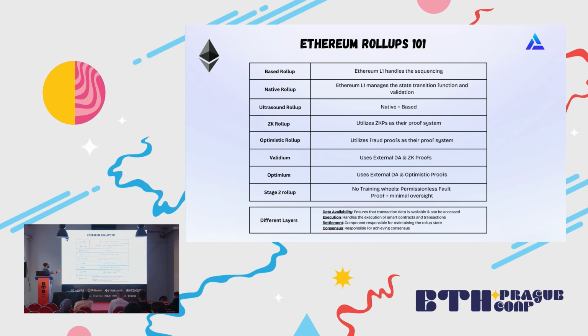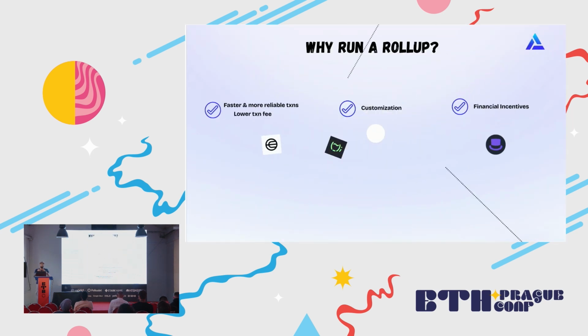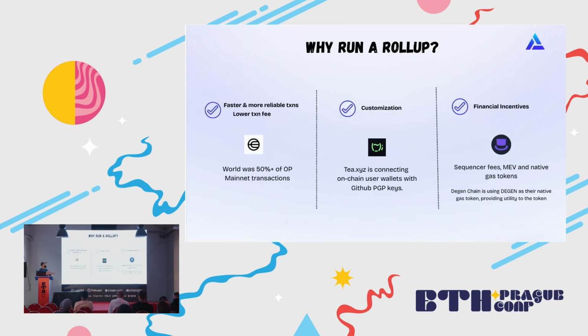And then there are different layers: data availability, execution, settlement, and consensus. So I hope you guys now know what to do when you want to launch your own rollup. You have to choose all these things: the data availability layer, what framework you want to choose, and what kind of modularity you want. And why run a rollup? Launching your own rollup provides cost efficiency, increased scalability and customization, because you can customize it yourself, and you are leveraging ETH security and making it cheaper for your users. So it is faster and more reliable.